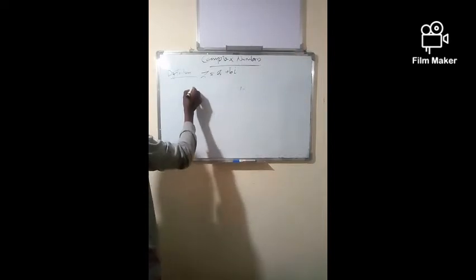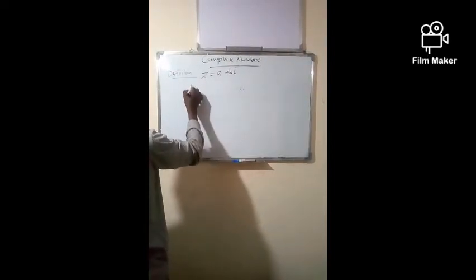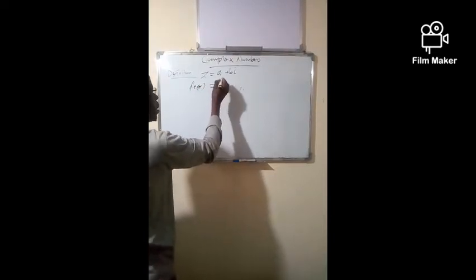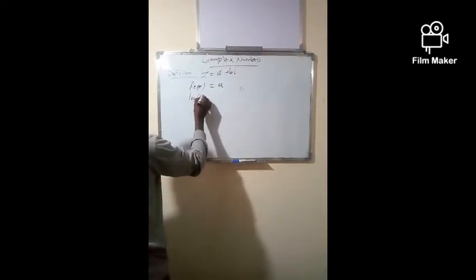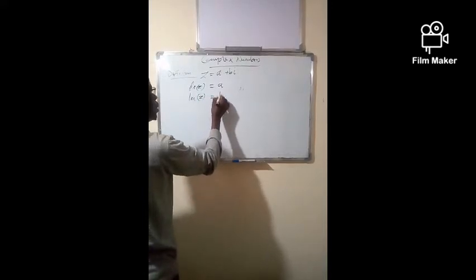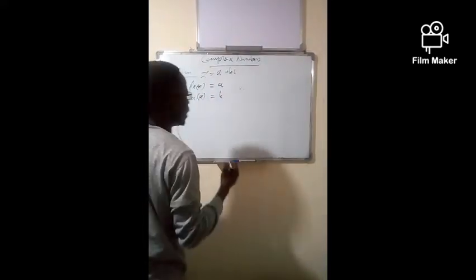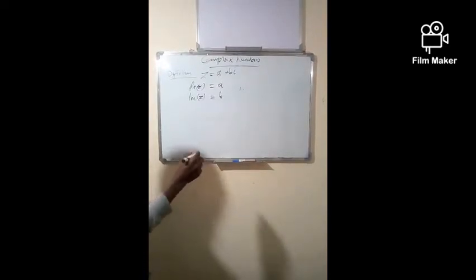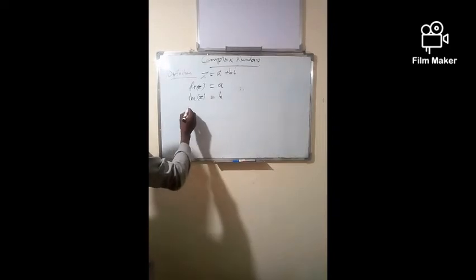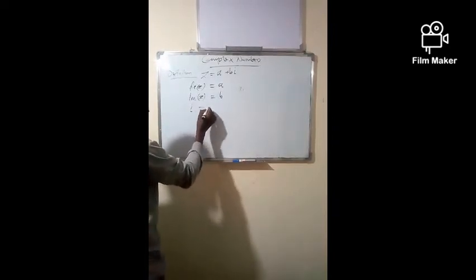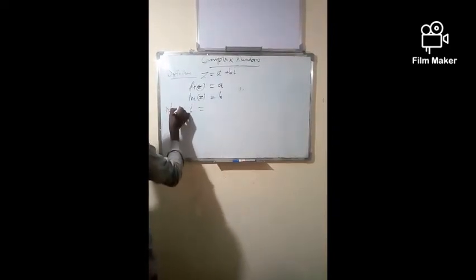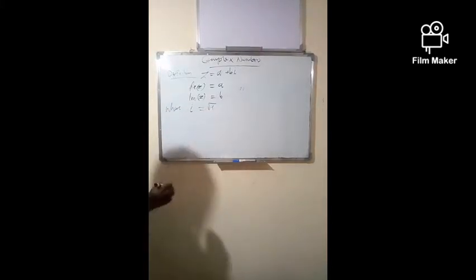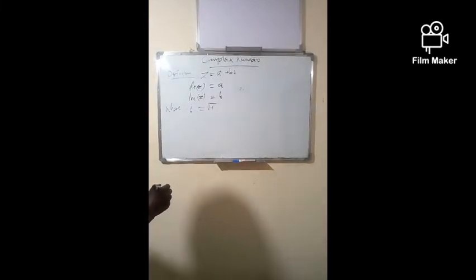Where we have what is called the real part. The real part of the complex number z, in this case, is a, and the imaginary part of this complex number z is equal to b. So the part with i is the imaginary part. Now we defined i, where i is equal to the root of negative 1.